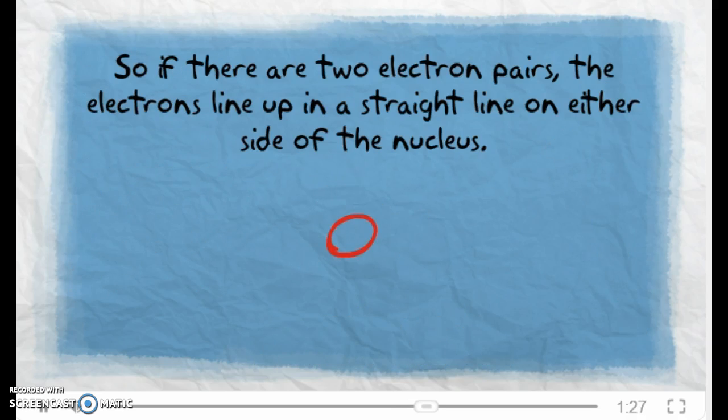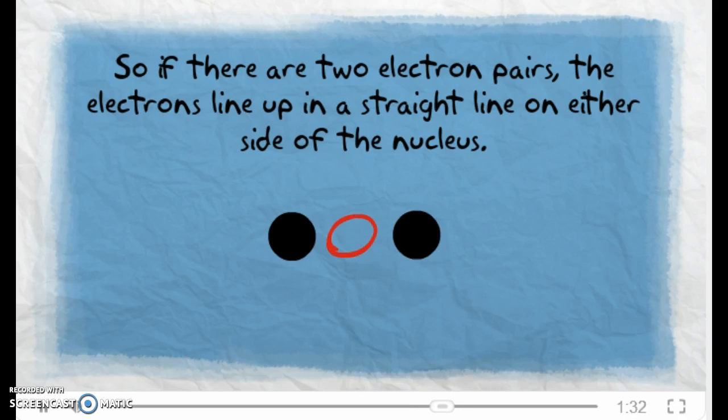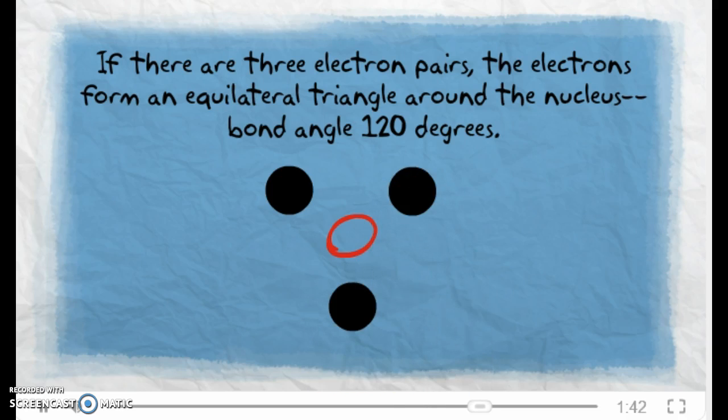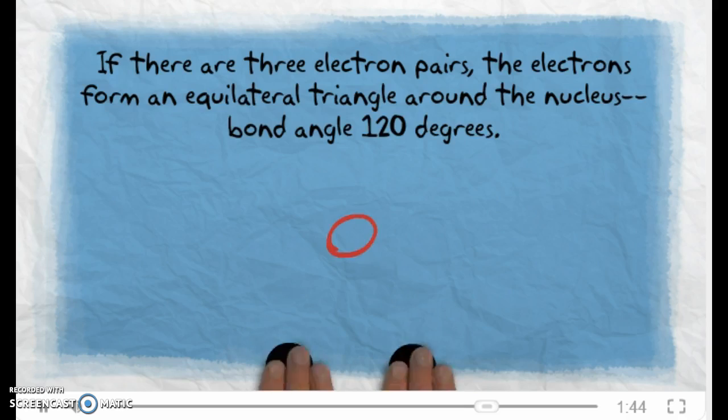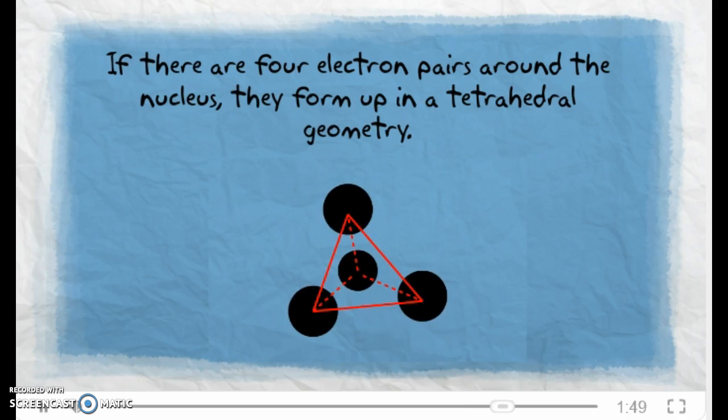So with two electron pairs, the electrons line up in a straight line on either side of the nucleus: linear. If there are three electron pairs, they will form an equilateral triangle around the nucleus with a bond angle of 120 degrees. That's trigonal planar. And if there are four electron pairs around the nucleus, they'll form up in a tetrahedral geometry.